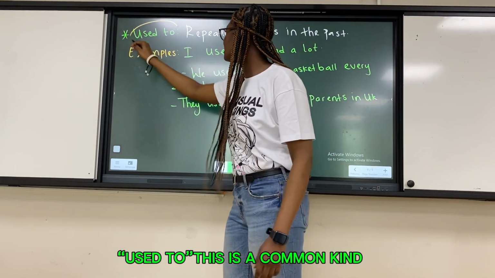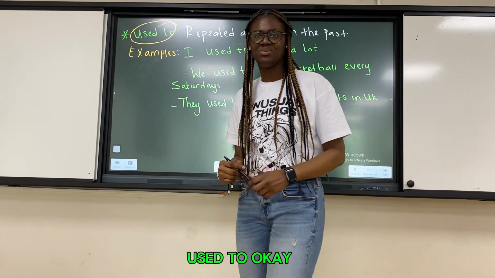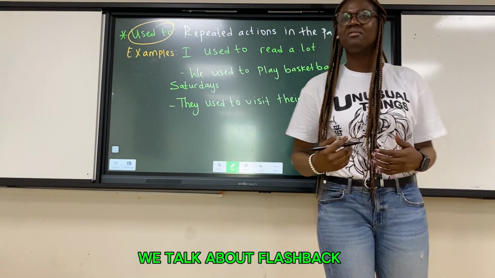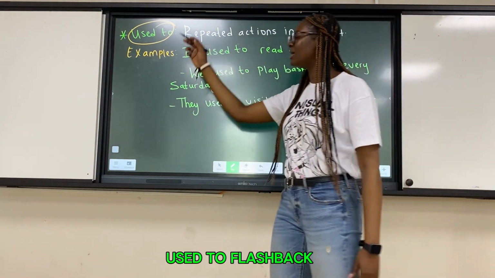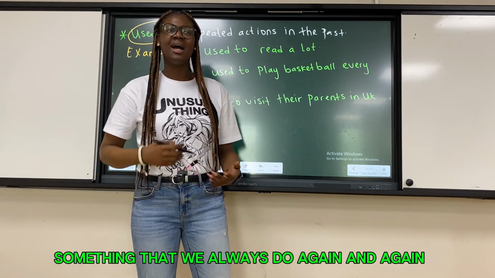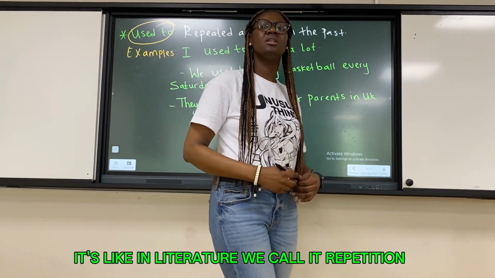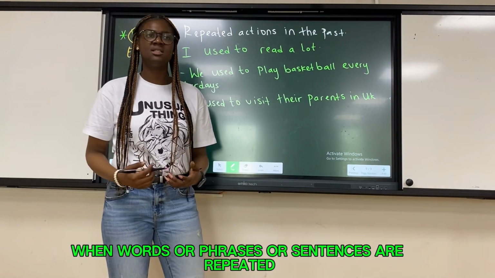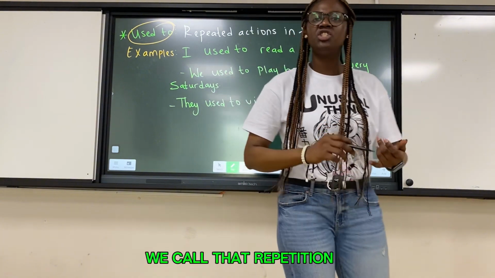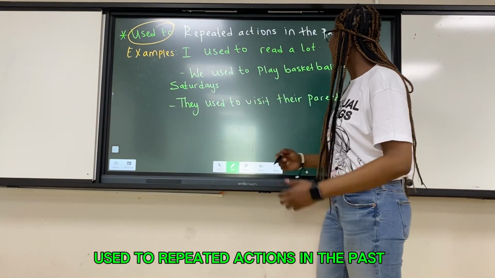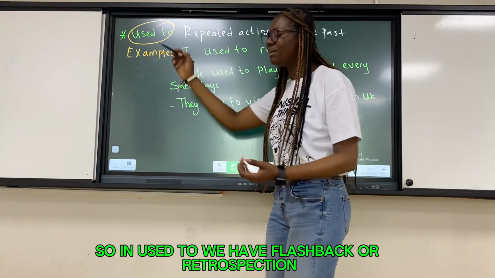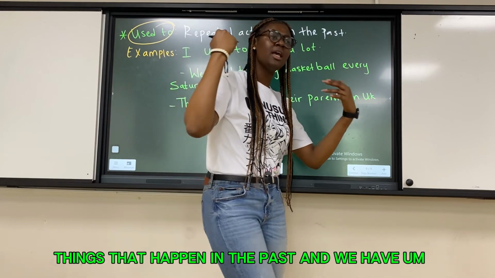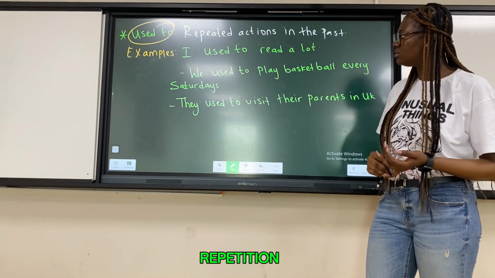Used to. This is a common one. We have used to. When we talk about used to, we talk about flashback, something that we always do again and again. It's like in literature we call it repetition. When words or phrases or sentences are repeated, we call that repetition. Used to, repeated actions in the past. So in used to we have flashback or retrospection, things that happened in the past, and we have repetition.